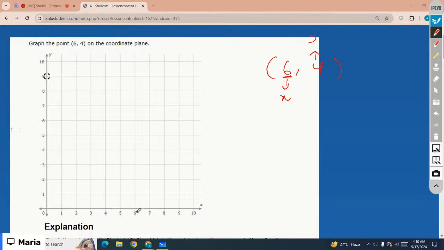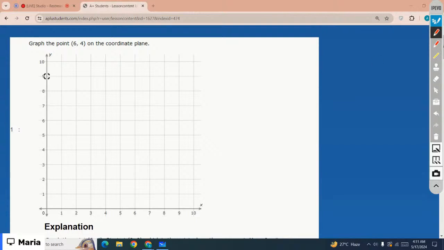Here is x axis, and here is 6, right? The y value is 4, here is 4. You have to make a point on the intersection of 6 and 4. You match x, that is 6, to the x axis, and you match it to the y axis, that is 4. So here is the point, that is 6 and 4, right? That's how you graph the points on the coordinate plane.